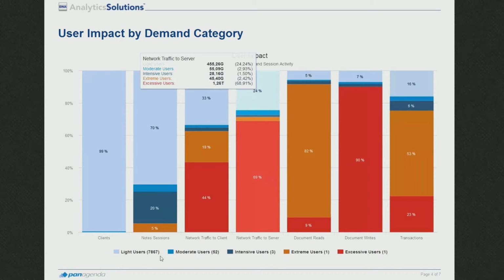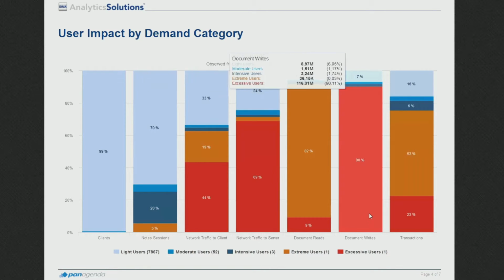This slide shows how these categories from light to excessive use the system, from the perspective of Nodes sessions, network traffic to the client, network traffic to the server, document reads, document writes, and transactions. And the first thing which directly pops up is that this one excessive user does 90% of all document writes. So one user writes 90% of the documents compared to the remaining 8,000 users.